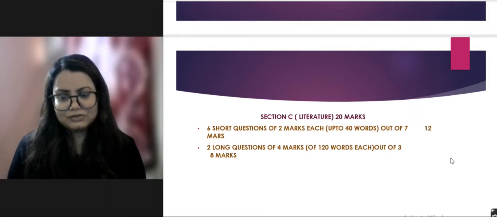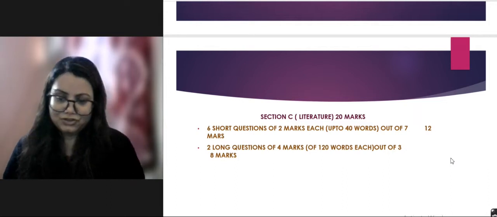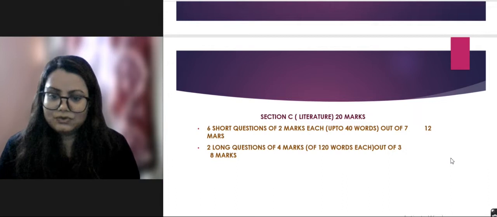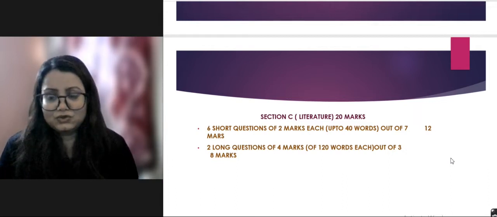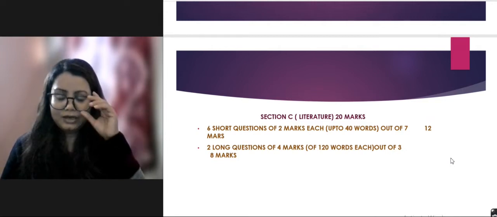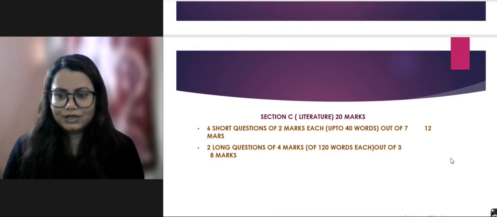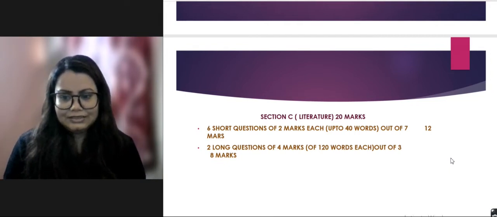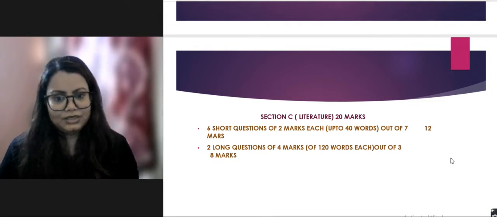So long question of 4 marks, you have to attend only 2 questions. 2 questions you have to answer out of 3 questions which would be given. So it comes to 8 marks. So 12 marks plus 8 marks is 20 marks. That is for literature, everyone. Now you have to here have a little insight of what kind of question can come.